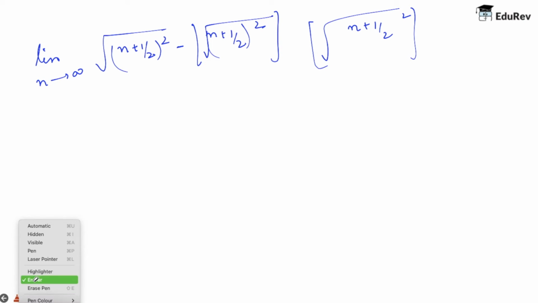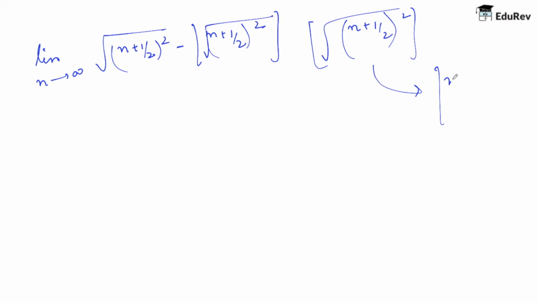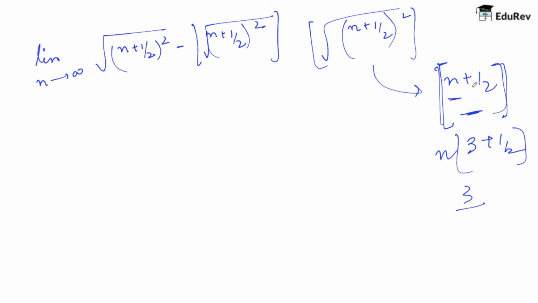So I want to do that, but when I do this, it will get converted to n plus half, right? But this n plus half's greatest integer is going to be n itself. Because suppose n is a number, let's say it's 3. So 3 plus half's greatest integer is going to be 3. Therefore, when we consider the greatest integer, we do not consider the fractional value with it, right?